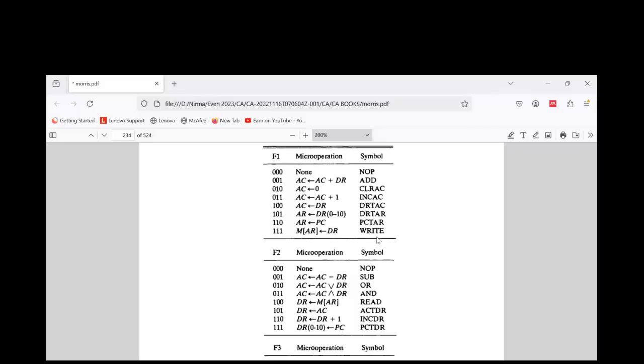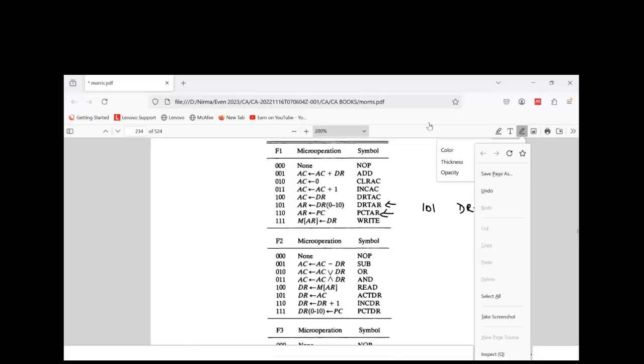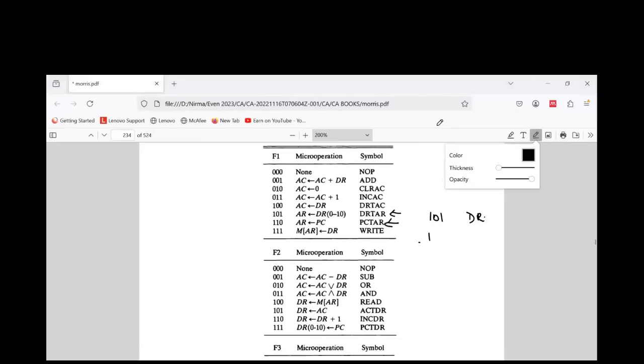Now, if I want to design the control logic for AR, here I have 2 instructions, DR to AR and PC to AR, which are loading some content into AR. In the first instruction, when F1 is 101, DR is being loaded to AR, and in the second instruction, where F1 is 110, PC is being loaded to AR.